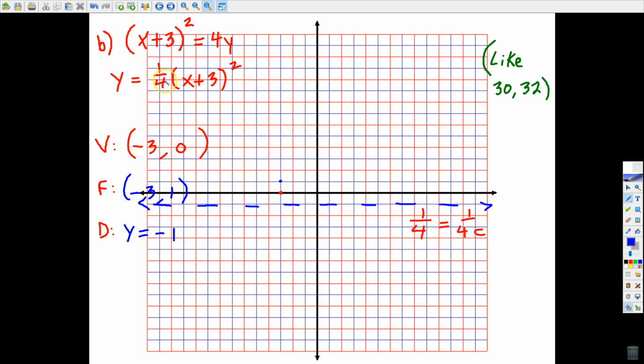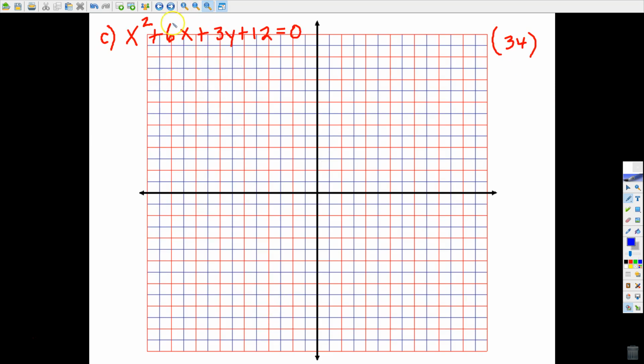Okay, I take the 4 and I split it in half. I get 2, obviously. So from the focus, I can put a dot 2 places to the right and 2 places to the left. And that's it. Any questions?